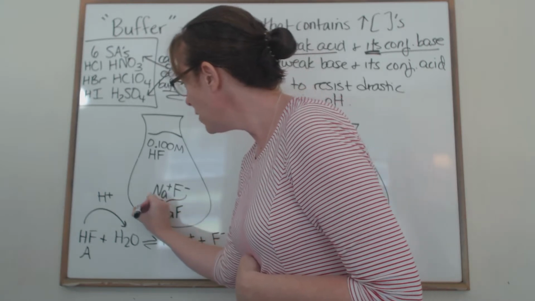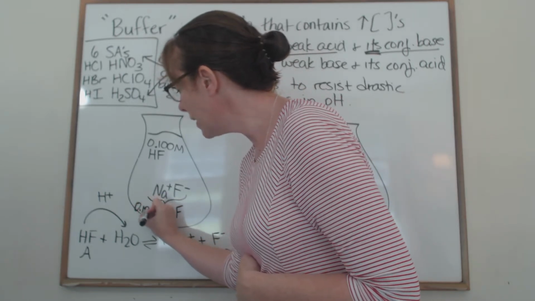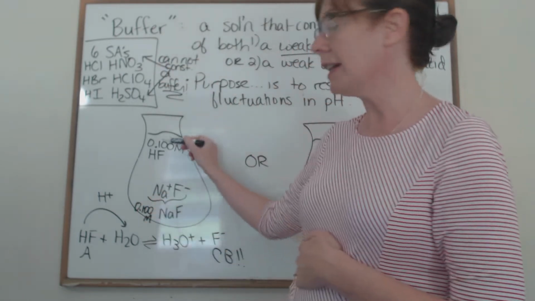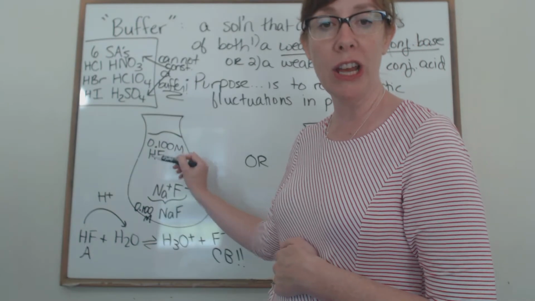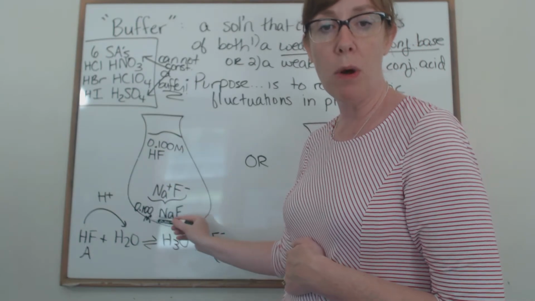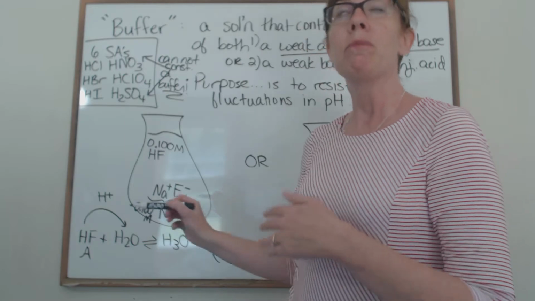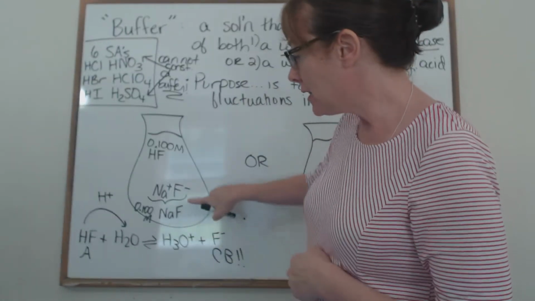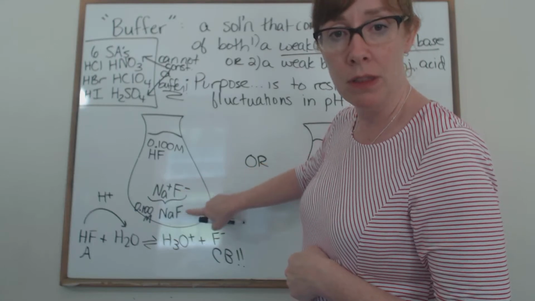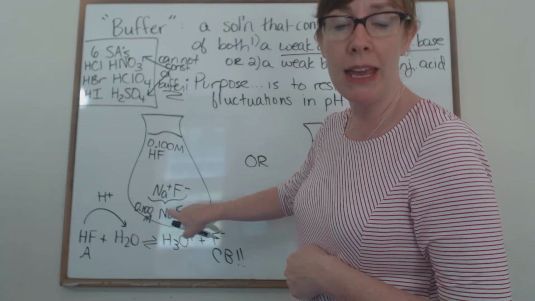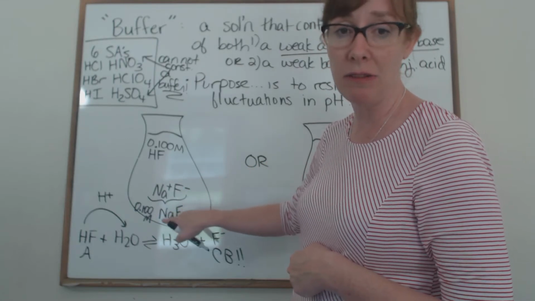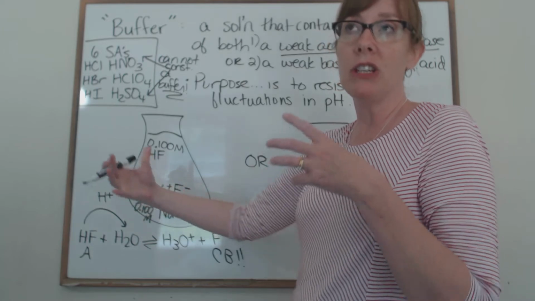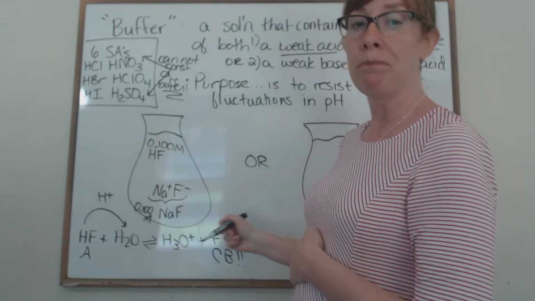So in other words, on the questions, you'll see something like the buffer contains 0.100 molar HF and 0.100 molar sodium fluoride. But you have to understand that the important part of the sodium fluoride is the fluoride ion. It's not really the sodium. It's just the counter ion, and it doesn't really do anything other than be there to keep everybody neutral.